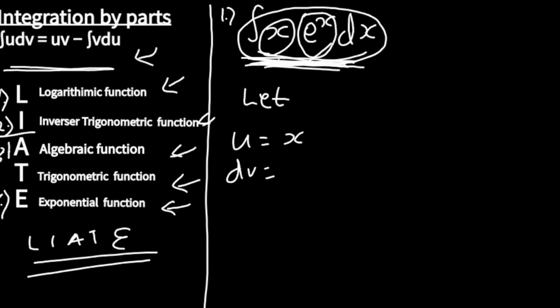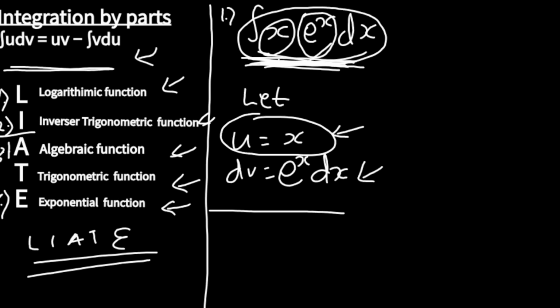After choosing your u, the remaining part becomes your dv. Now, the next step after choosing your u and your dv is to find the derivative here and to integrate this one here. So let's do that. What is the derivative of this? That will be du/dx equals 1. The derivative of x is 1.